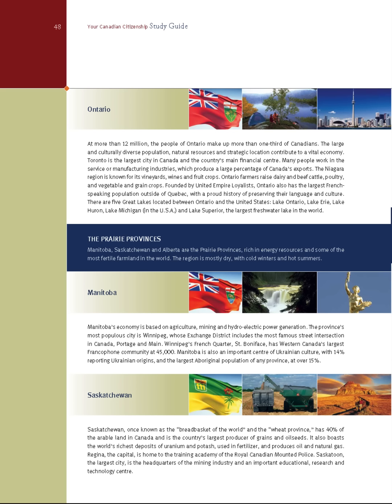Toronto is the largest city in Canada and the country's main financial centre. Many people work in the service or manufacturing industries, which produce a large percentage of Canada's exports. The Niagara region is known for its vineyards, wines, and fruit crops. Ontario farmers raise dairy and beef cattle, poultry, and vegetable and grain crops.